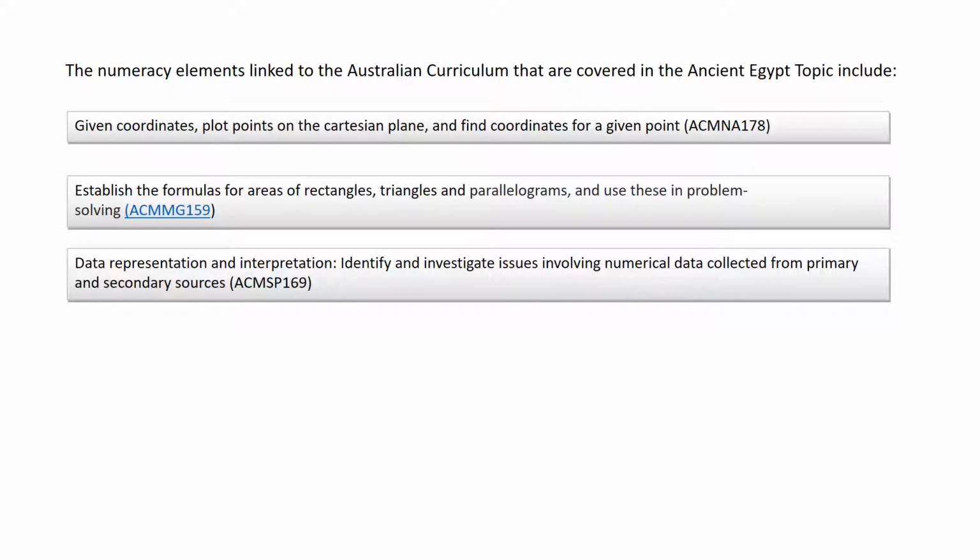The numeracy elements linked to the Australian Curriculum that are covered in this topic include: given coordinates, plot points on a Cartesian plane and find the coordinates for a given point. Establish the formulas for areas of triangles, rectangles and parallelograms and use these in problem solving. Data representation and interpretation: identify and investigate issues involving numerical data collected from primary and secondary sources.